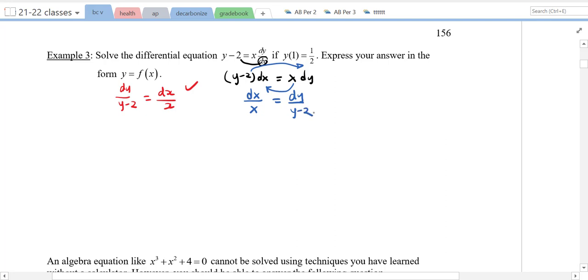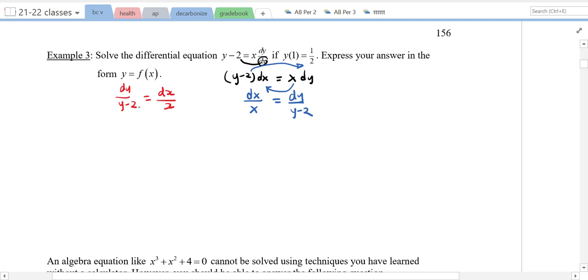So it doesn't matter how you get to this step, just get to this step, because now things are separated and now the dx and dy are in the right position. Okay? So copy this down now if you haven't done it already. Pause the video to copy this down.